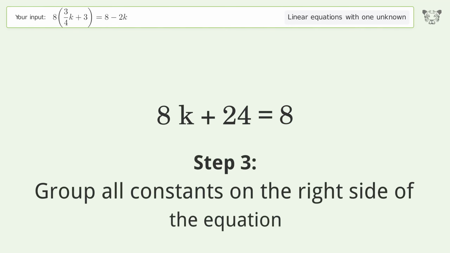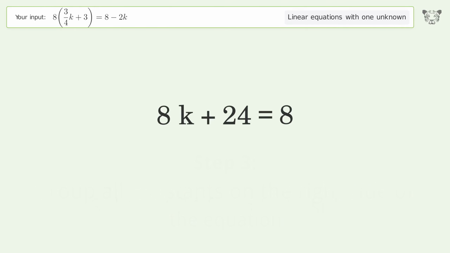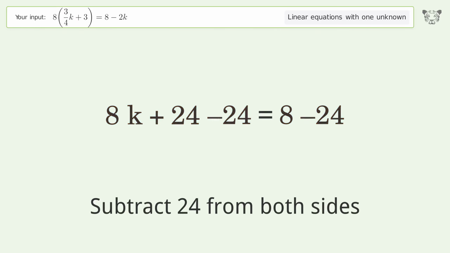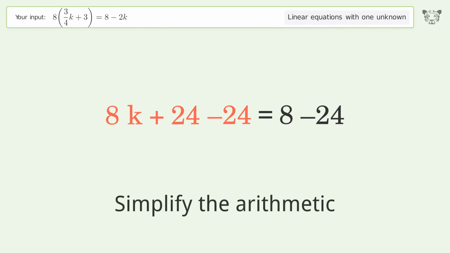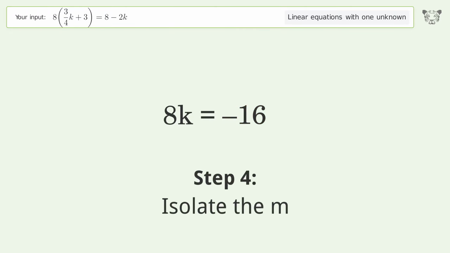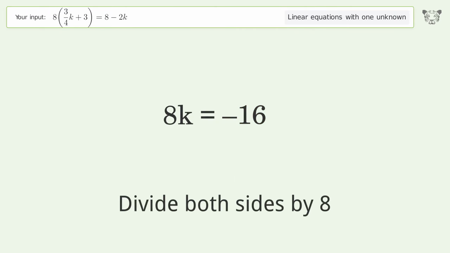Group all constants on the right side of the equation. Subtract 24 from both sides. Simplify the arithmetic. Isolate the m. Divide both sides by 8.